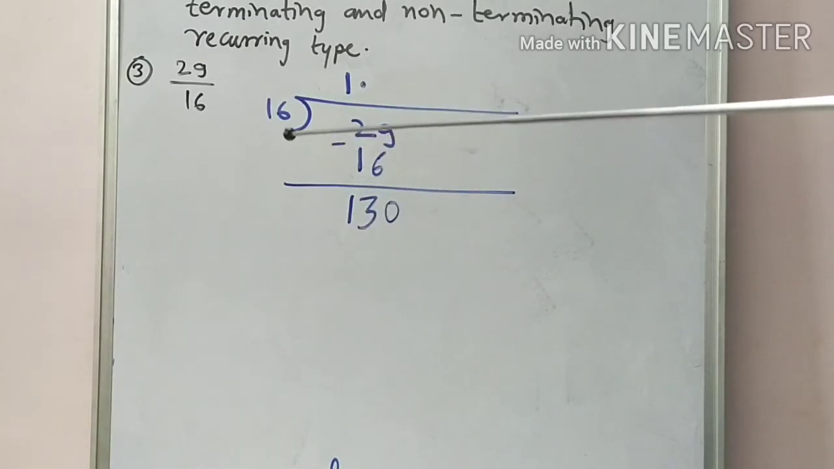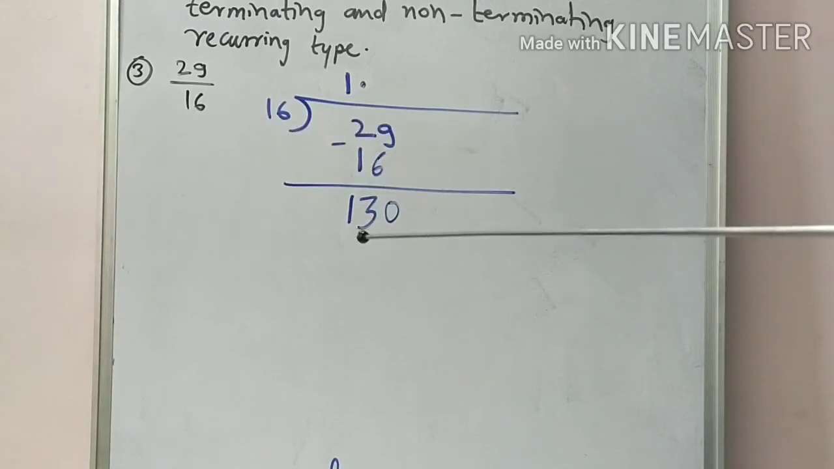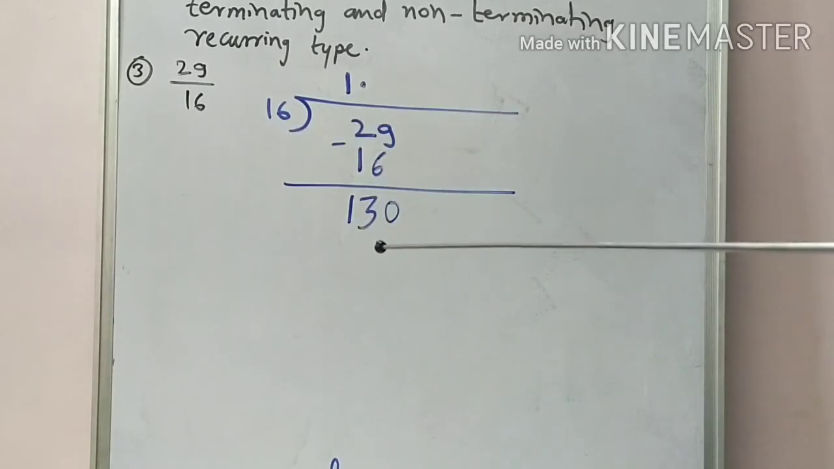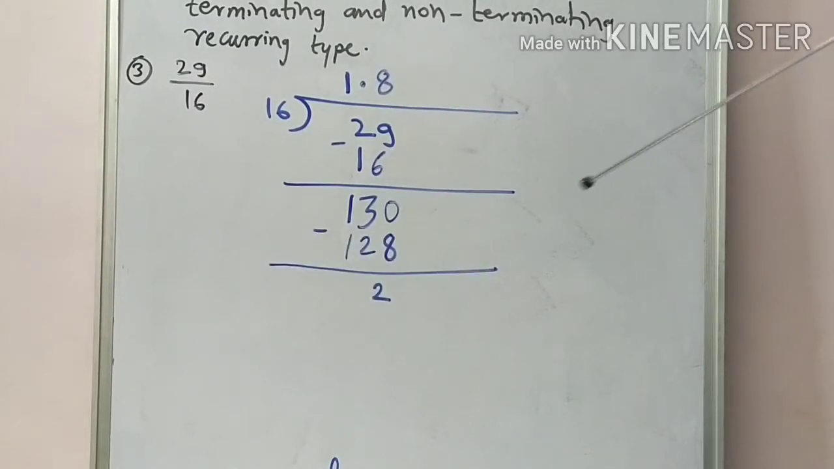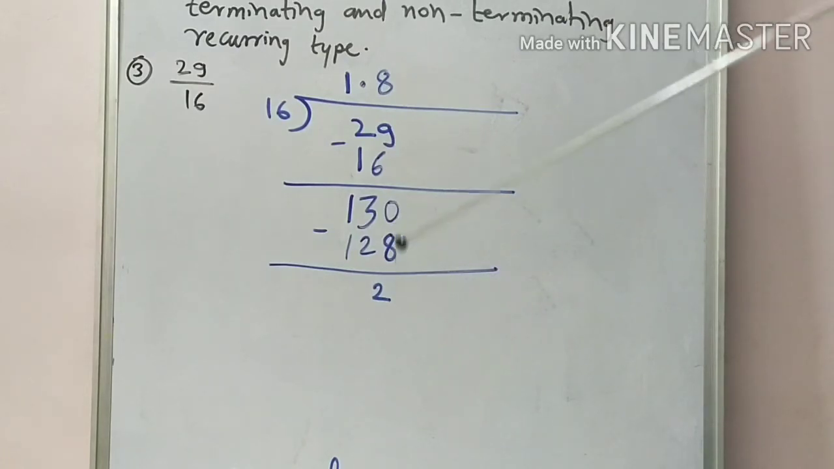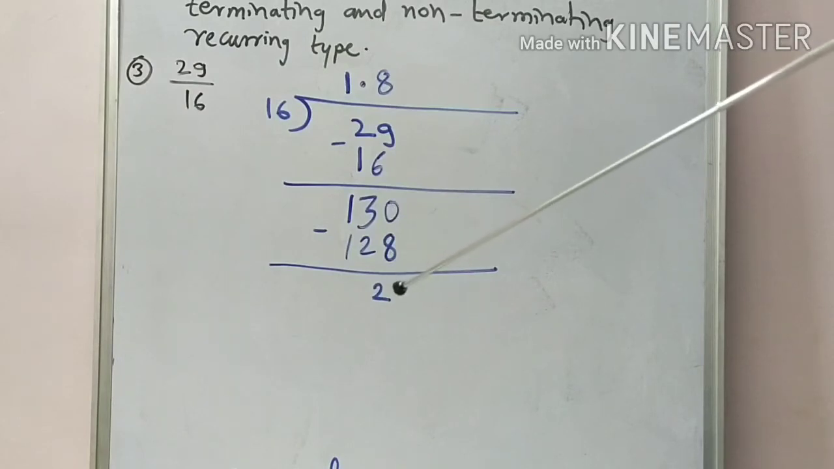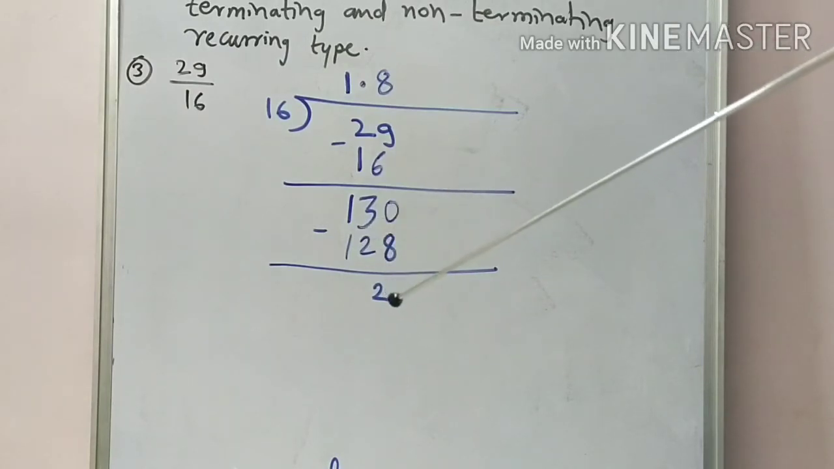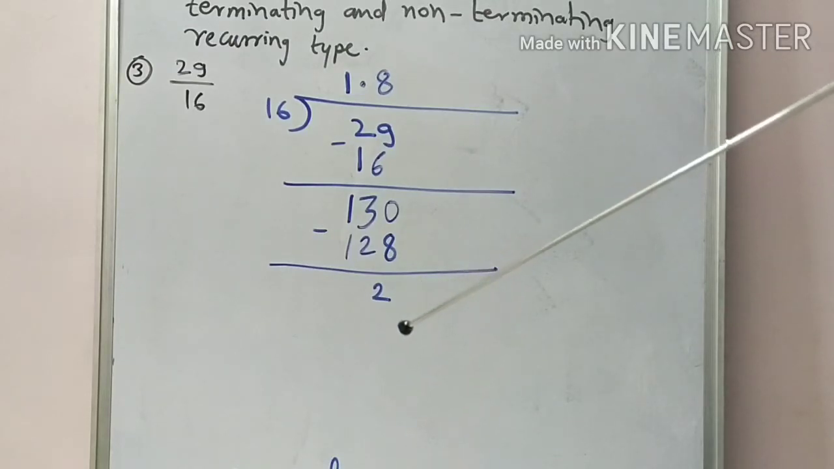So according to the table of 16, the number nearest to 130 or less than it is what? 16 8s are 128, because 16 9s are 144, which is greater than 130. So here we do that subtraction, we get 2, which is again less than 16. However we do this, we get the remainder as 0, or we get a repeated number as the remainder. Okay, so here we got 13, now here we get 2, so again we increase 1 zero.